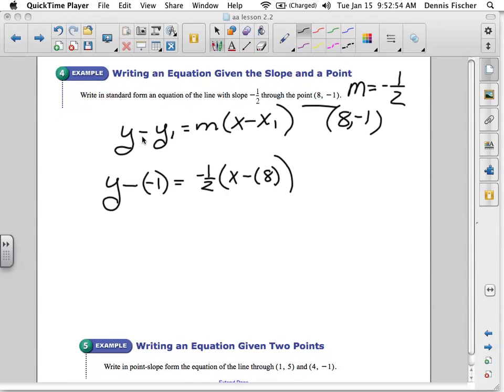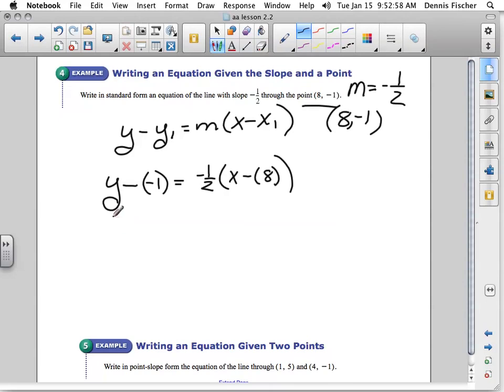So when I simplify this, two negatives make a positive, so I got y plus 1 equals negative 1/2 times x minus 8. There's point slope form. Is that what the directions ask me to do? No, the directions ask me to write it in standard form. What is standard form?